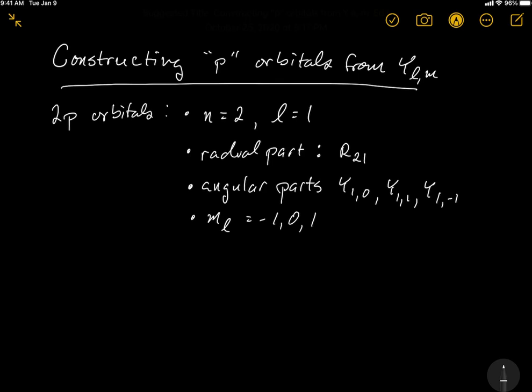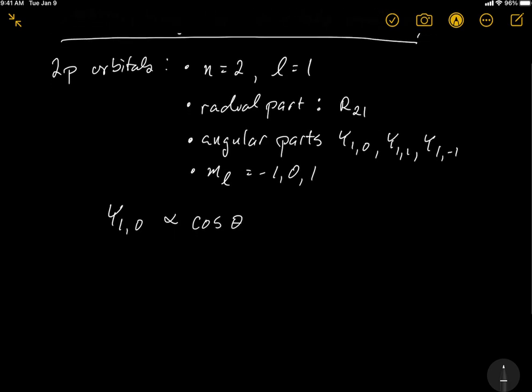Okay, so first let's look at Y10. The Y10 is proportional to cosine theta. And if you recall, theta is the angle with respect to the z-axis. So if we have a vector r, then theta is the angle difference between the vector and the z-axis.